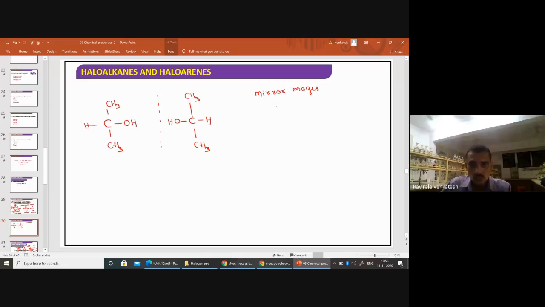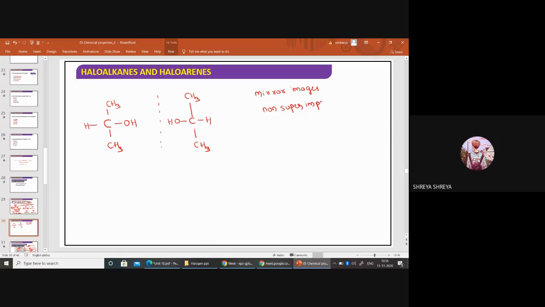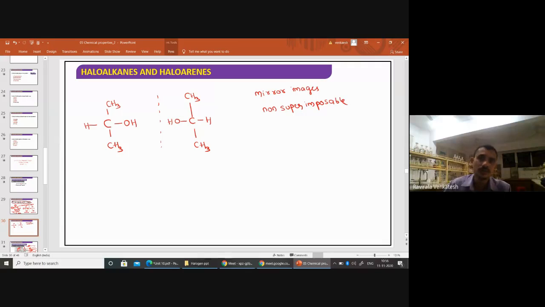Are they non-superimposable or superimposable? Non-superimposable. Now here also they are mirror images and non-superimposable, but these are not at all called enantiomers. You can't call this one an enantiomer. And these two are same only. There is no difference between these two. Why? Because it is not having a chiral center. See, this is having the same groups here.